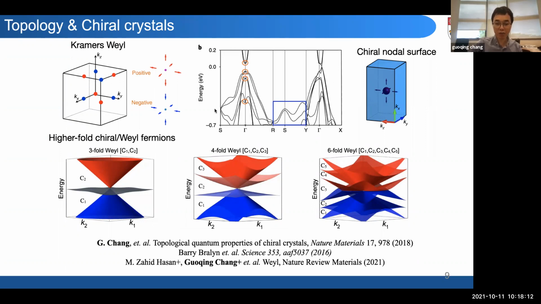For the non-symmorphic ones, the story will be a little bit more complicated. This is an example I show here. So for the non-symmorphic chiral space groups, which means you have some screw rotation symmetries, the screw rotation is a direct rotation plus a translation of a fraction of the Brillouin zone, for example, half of the Brillouin zone. So this sometimes can introduce extra degeneracy on the Brillouin zone boundary.